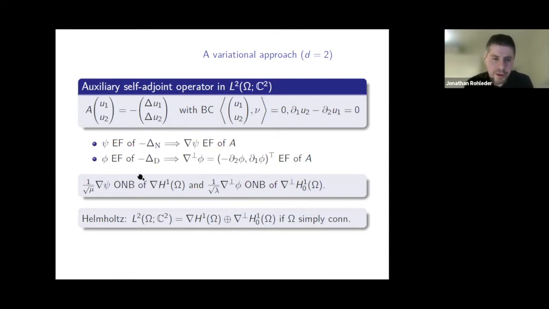But now we know that we can create an orthonormal basis of eigenfunctions of the operator A of this first space by taking gradients of Neumann eigenfunctions, and we can create an orthonormal basis of this other space consisting of eigenfunctions of A constructed from the perpendicular gradients of Dirichlet Laplacian eigenfunctions. So that means in the simply connected case, the spectrum of A only consists of Dirichlet and Neumann Laplacian eigenvalues. So, always assuming that omega is simply connected, the spectrum of A is all positive Neumann eigenvalues together with all eigenvalues of the Dirichlet Laplacian, and even the multiplicities are preserved.